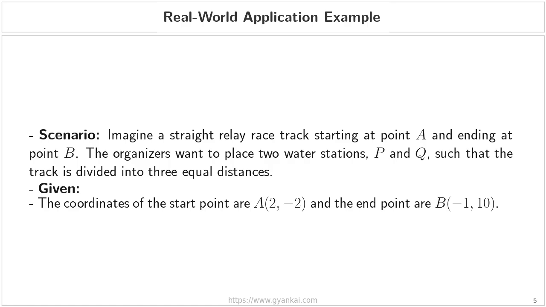To solve this mathematically, we need specific starting information. We are given the coordinates for our start and end points. Point A is located at x equals 2, y equals -2, and our finish line, point B, is located at x equals -1, y equals 10. Now that we understand the theory and the different methods available to us, let's put this into practice with a real-world application. In the next few slides, we will walk through the step-by-step calculations to find the exact coordinates for both water stations, P and Q.